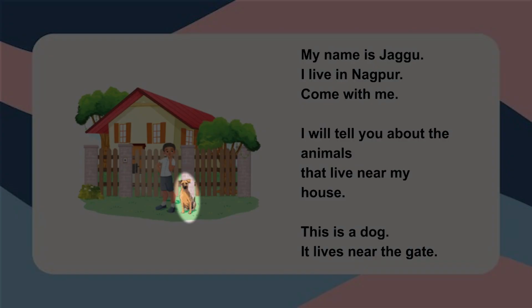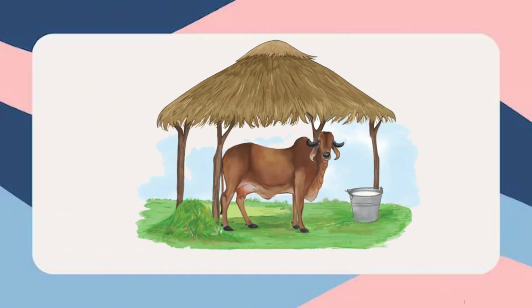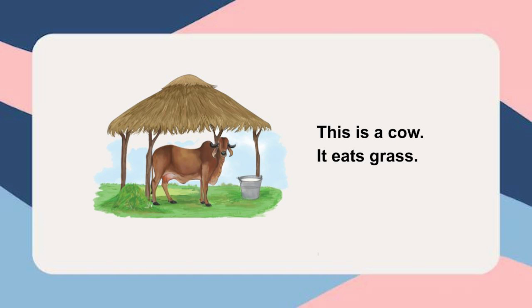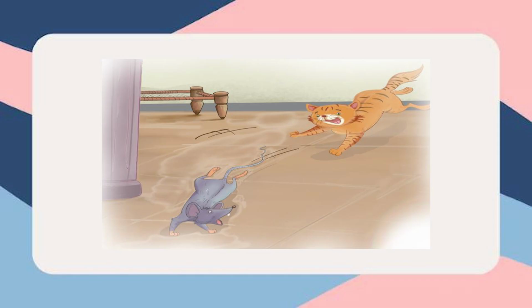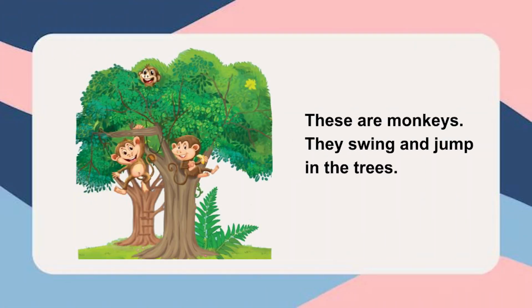It lives near the gate. I hope you all must have seen dogs around your house like Jagu. As you can see in the picture, there are cats and a cow. Jagu says that these are cats. They jump up and down in the veranda of my house. This is a cow that eats grass. Now Jagu shows the rats, monkeys and snakes and says, this is a rat. The rat is very small. The cat chases the rat. They are monkeys. They swing and jump in the trees.